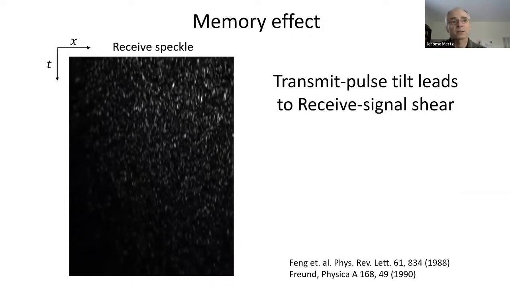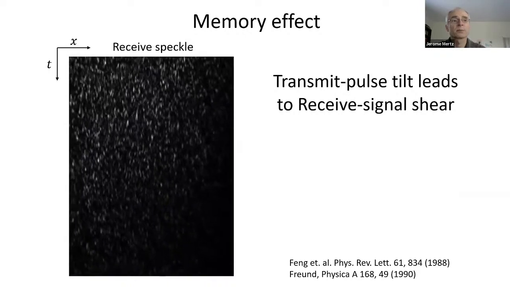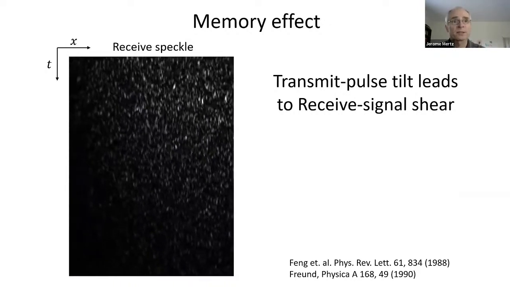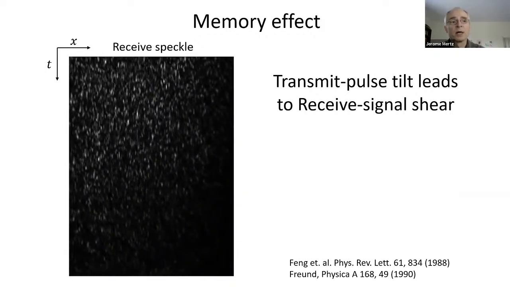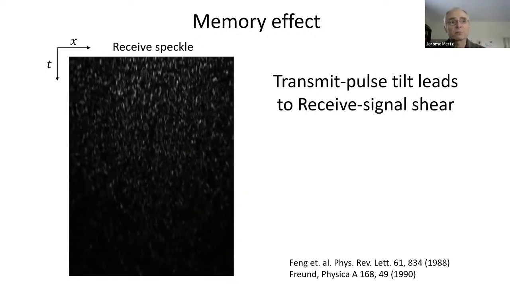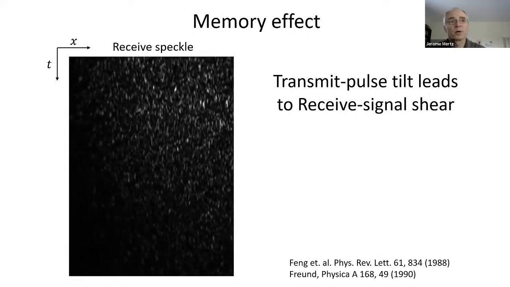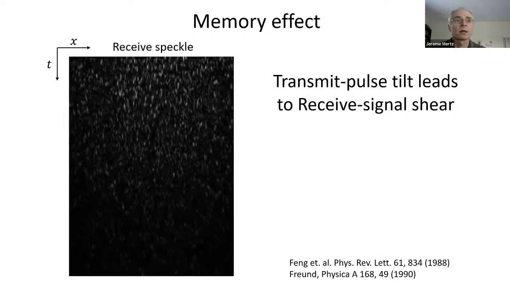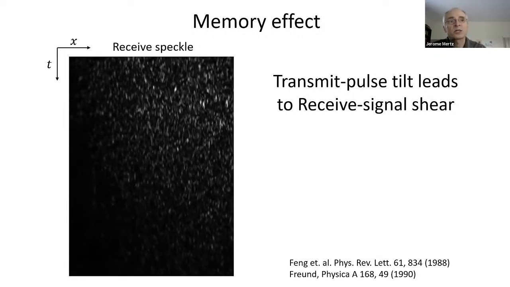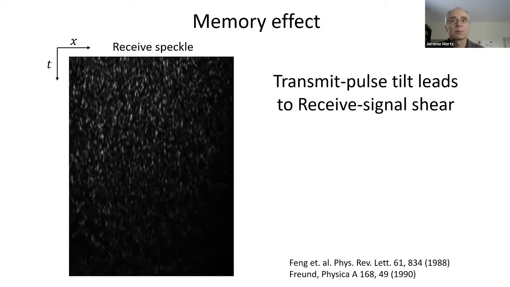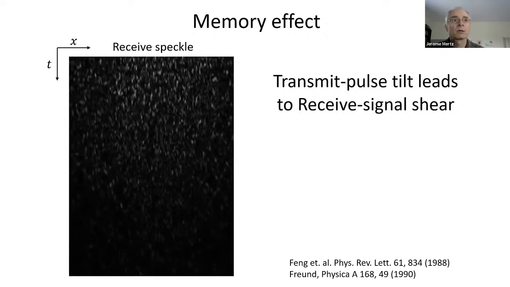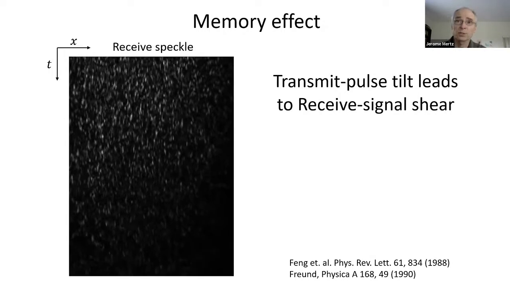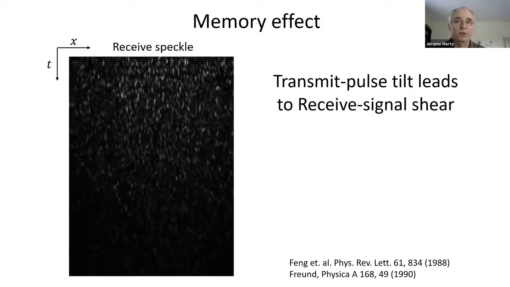And you would expect that since your sample is completely random, this received random backscatter is completely random. And it is, it looks like speckle. But what you find is that randomness is sort of preserved from one tilt angle to another, and it's preserved in a very interesting way. You see that the speckle shifts in both space and time, depending on the angle of the incident transmit pulse. And this shift is called the memory effect.